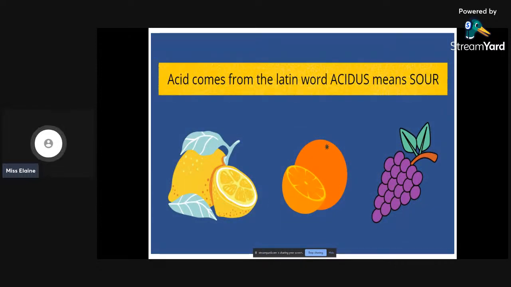So acid comes from the Latin word acidus, which means sour. So one of the main properties of acids is that they are sour. They all have a sour taste, like lemon, oranges, or grapes. Actually, there are many more.